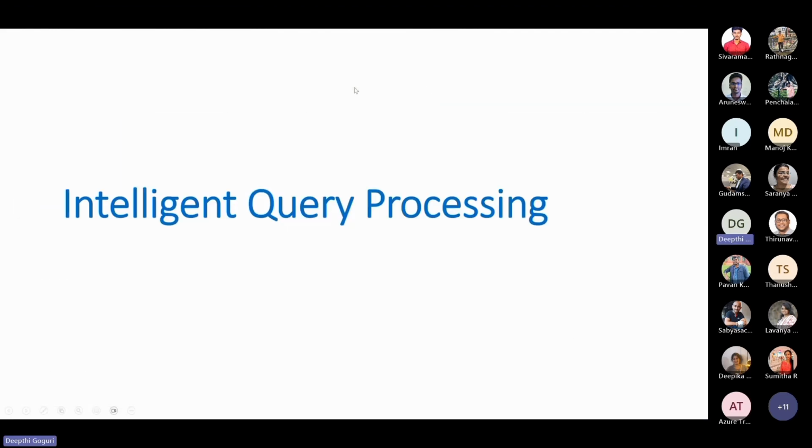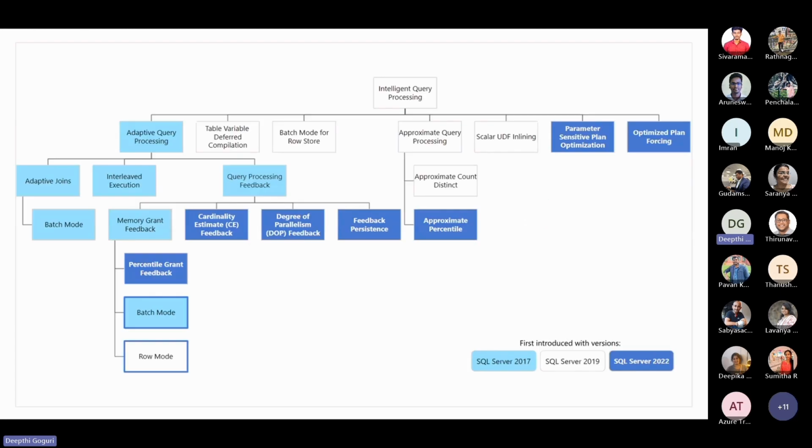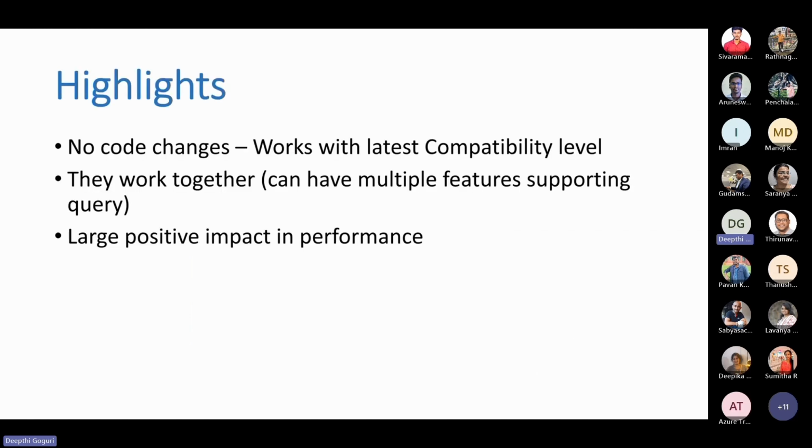So here we are seeing the intelligent query processing features. These features, like all the blue color that you are seeing, are the IQP features added in SQL Server 2022 or the advancements to the previous ones. So let's see each one separately and talk about them.